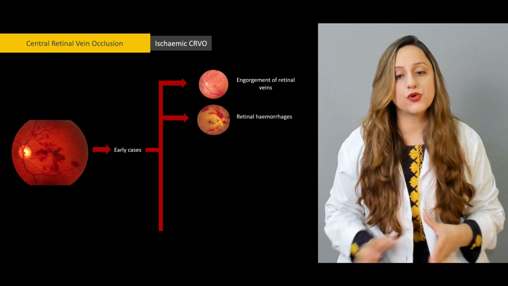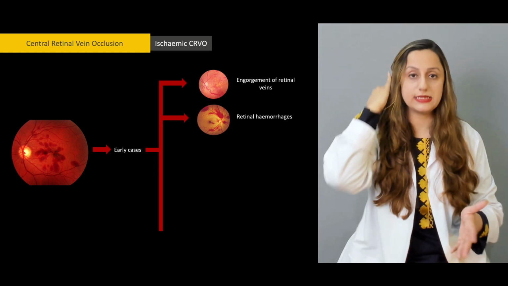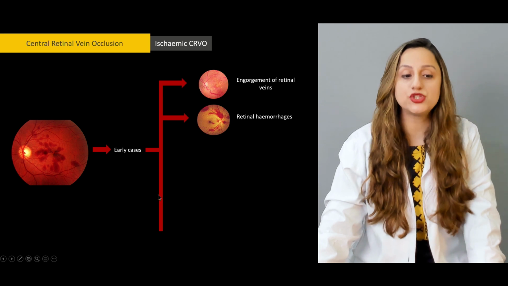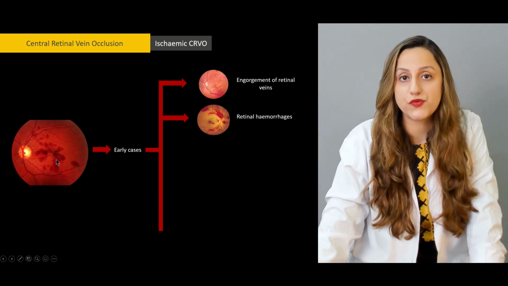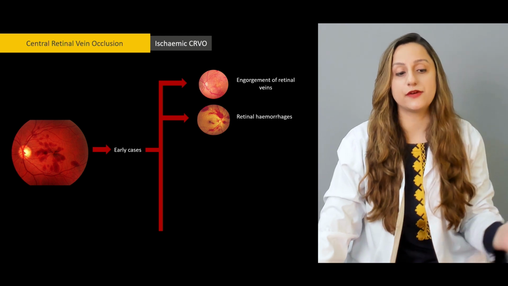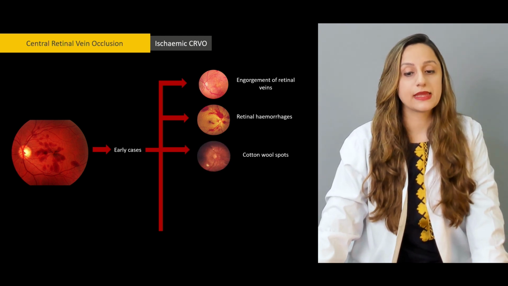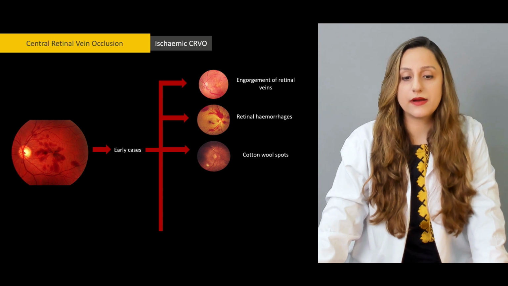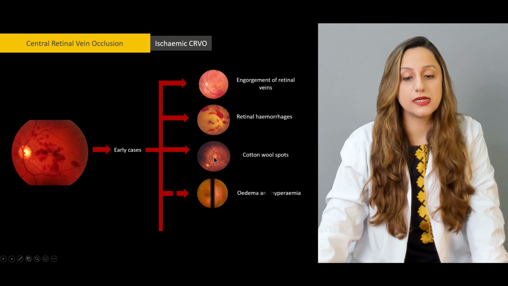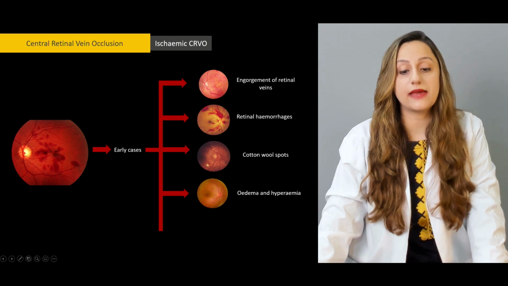Then finally, you're going to have the retinal hemorrhages. These particular hemorrhages are basically known as the flame-shaped hemorrhages, as you can appreciate over here in this diagram, which is basically a fundoscopic finding. The cotton wool spots are basically the ischemic areas that you can appreciate. And then we have the edema and the hyperemia.